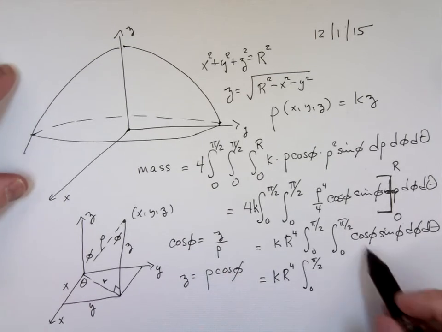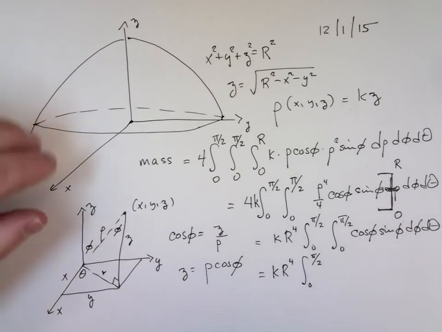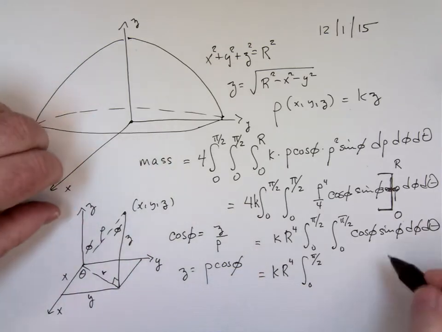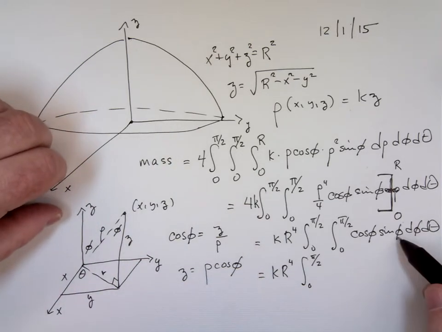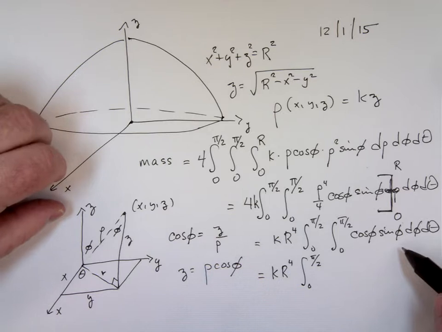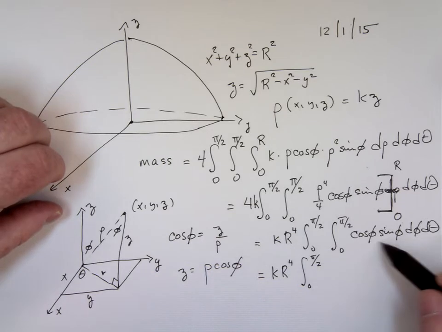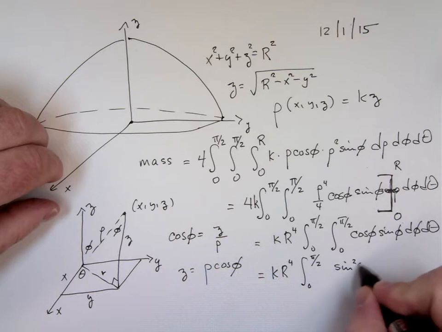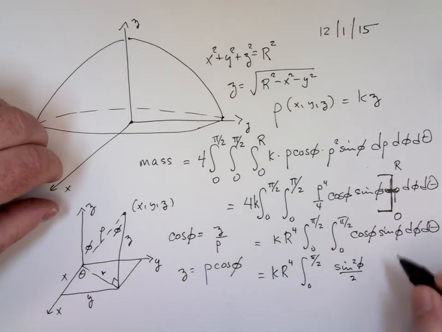How do you integrate this with respect to phi? Use substitution. Let u equal sine, then du would be cosine. You've got a u du, so it's u squared over 2. The cosine is our du part.